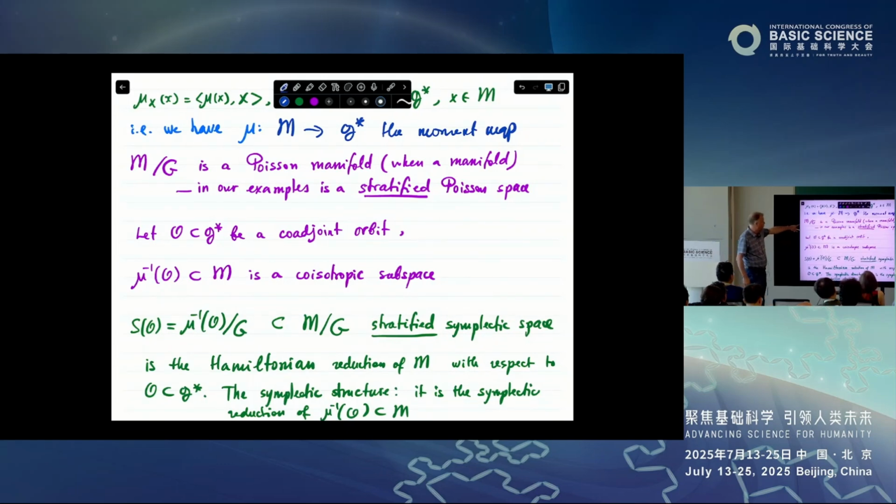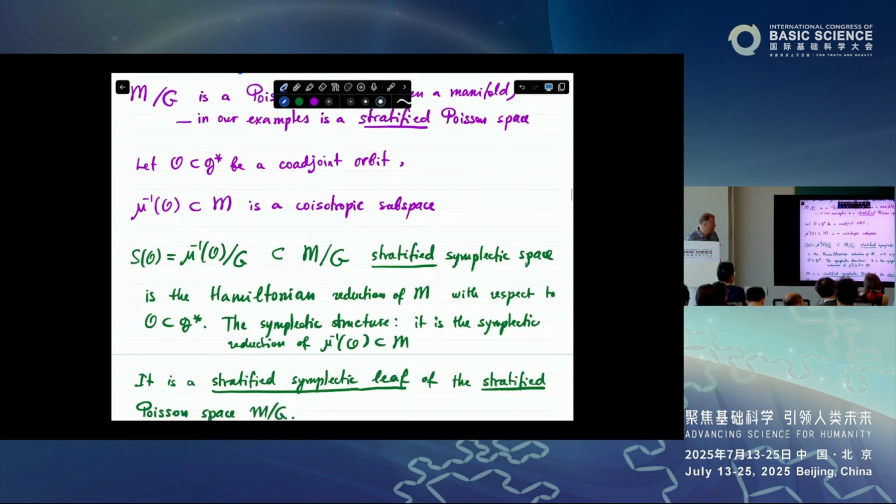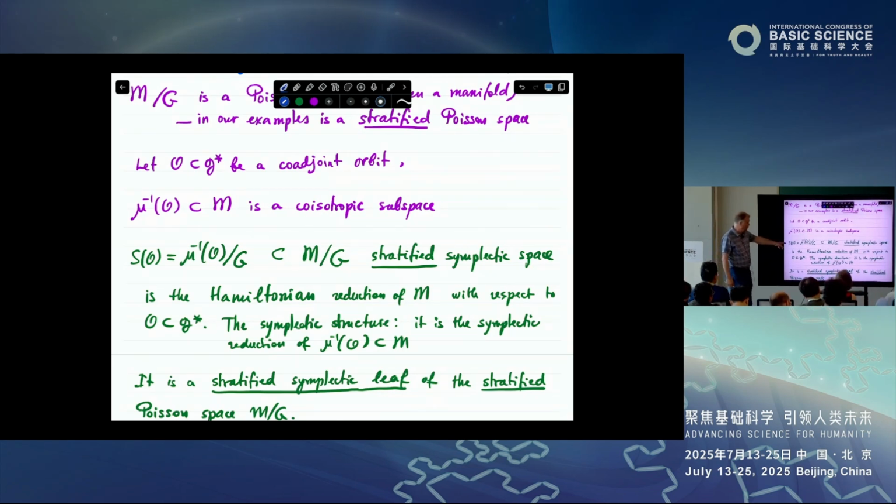Assume that M is symplectic, and G is a Lie group that acts such that the action is Hamiltonian. Then the quotient is a Poisson manifold when it's a manifold. In our examples, this is a stratified Poisson space, so it's a stratified space with a Poisson structure on each stratum. And if O is a coadjoint orbit, we can take the pre-image of this coadjoint orbit in M. It's a coisotropic subspace, and then the quotient of this coisotropic subspace by G is a subspace in M mod G.